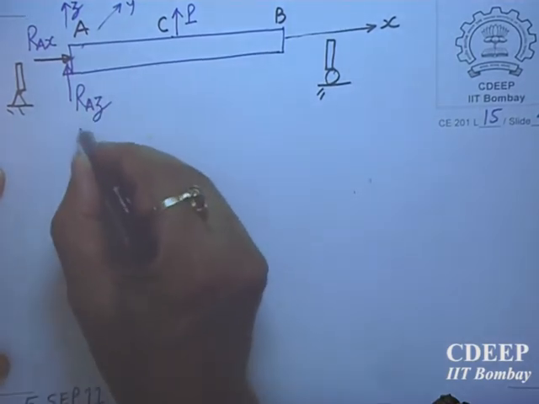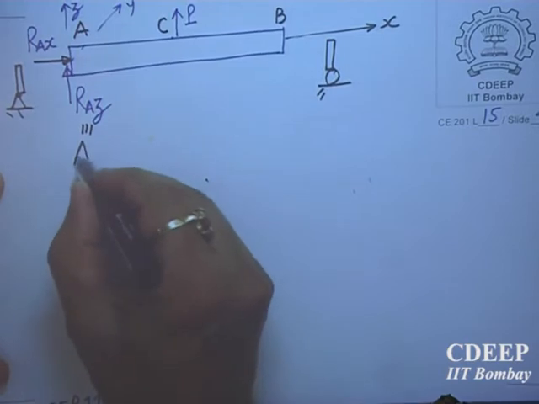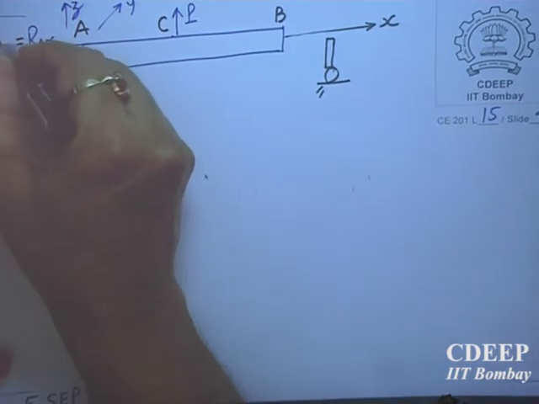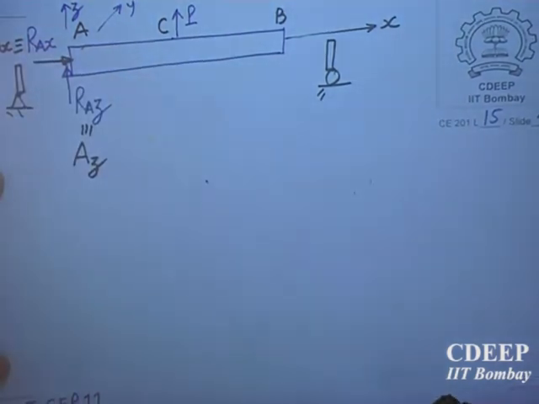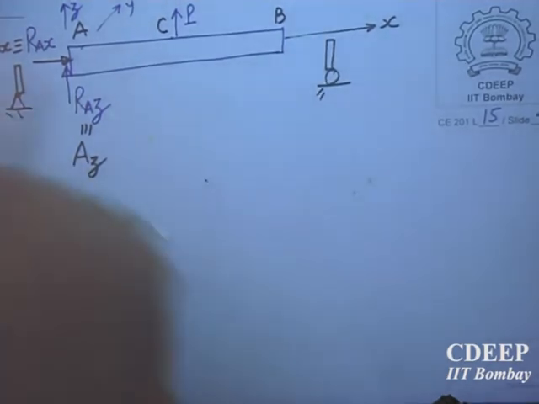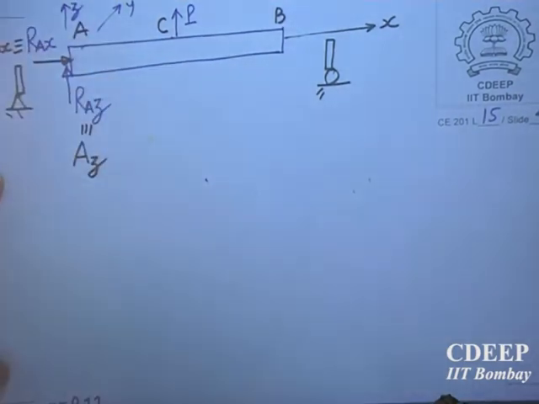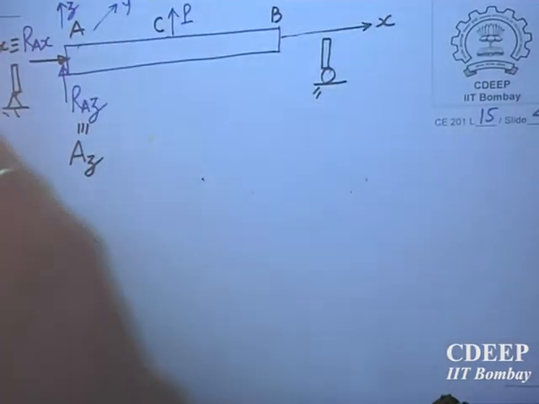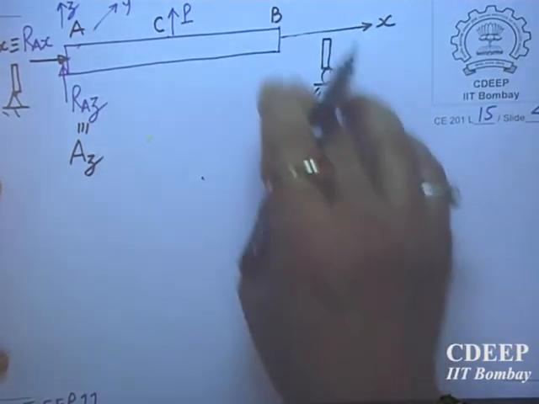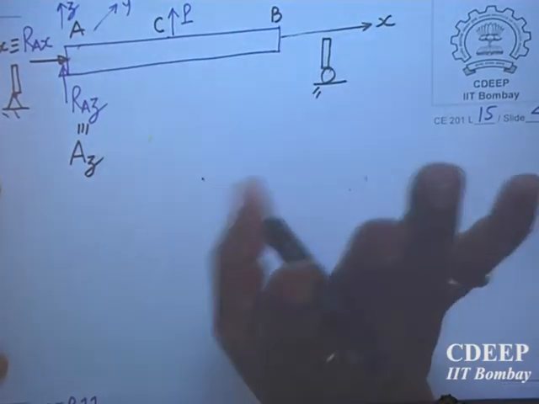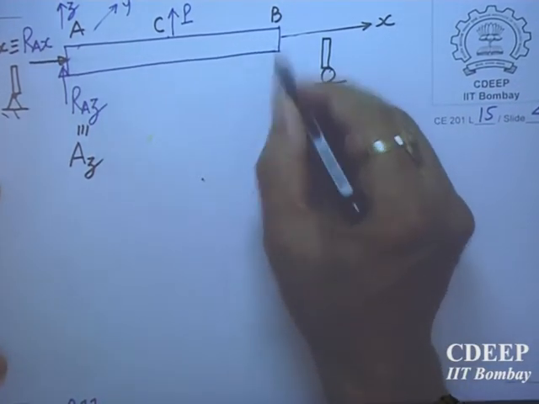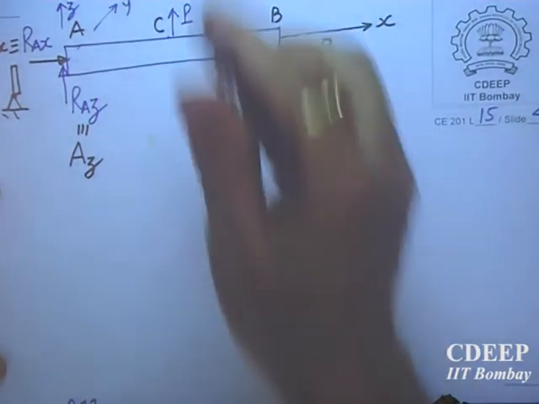So call this AZ, and this one as AX. So my reactions are denoted by simply the letter by which that point is denoted. So AX, AZ. You follow any one which you like, but be consistent, not half-half, where on this side you are following this notation and on the other side the other notation. So follow one.